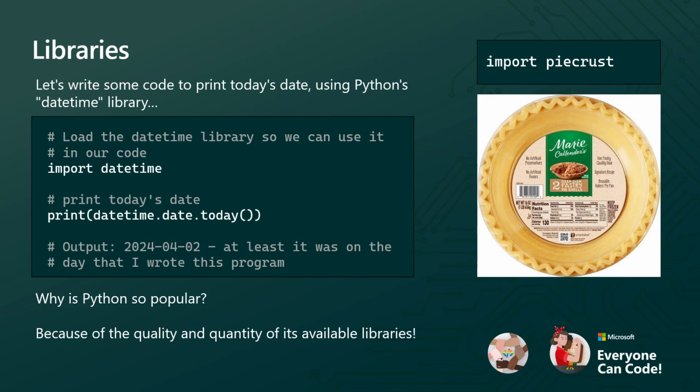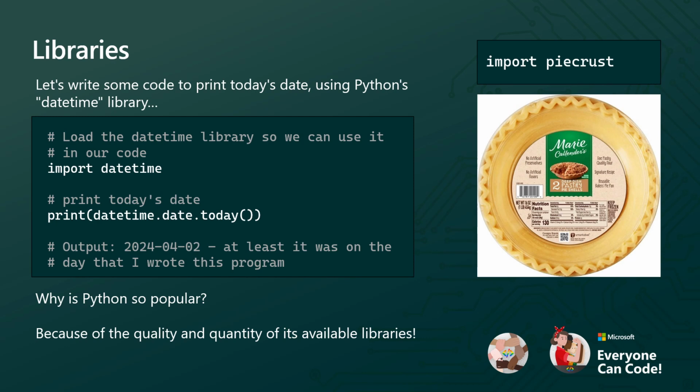So let's write some code to print today's date using Python's datetime library. The first thing we need to do is load it into our code so we can use it. So we use the words import datetime. Then we can just print today's date. Print datetime.date.today. And that will output, on the day that I wrote this program, 2024-04-02.